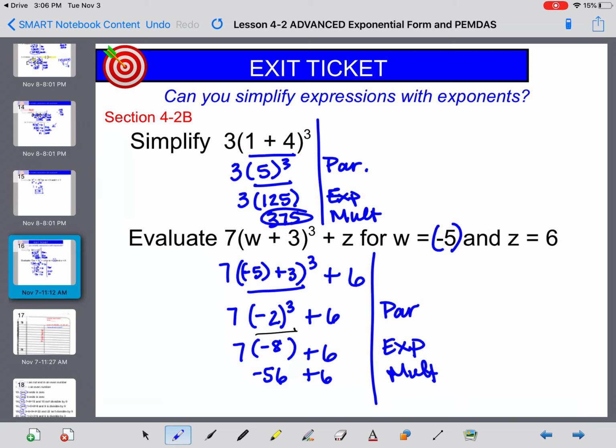Seven times -8 is -56. That was multiplying. And then -56 plus 6, I am adding two numbers with different signs, so I subtract, and I get 50, and I give it the sign of the bigger absolute value, which is negative. And so I add, that's how I got there. My answer is -50.